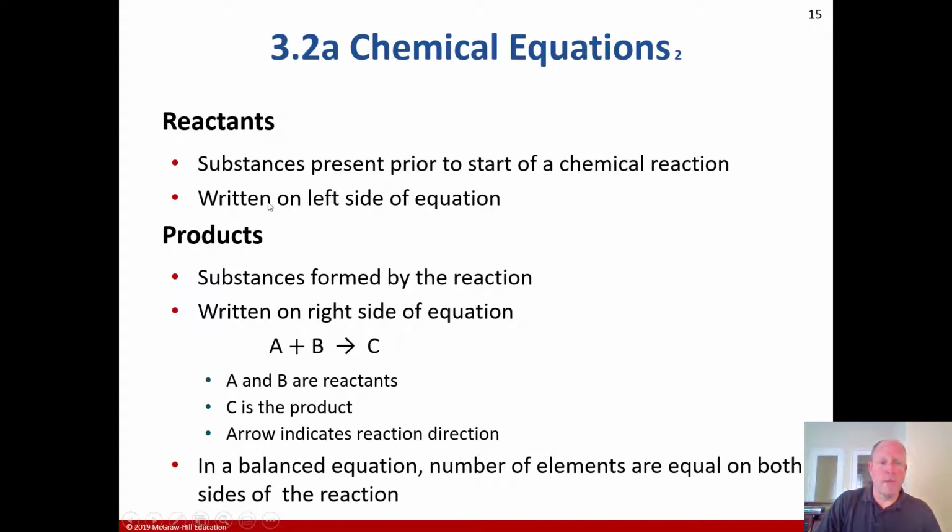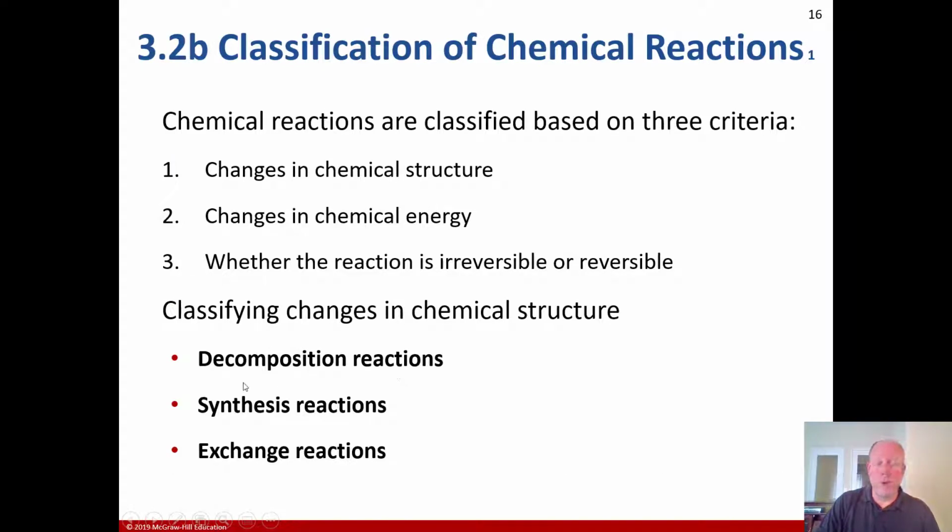So we have reactants, which are substances that are present prior to the start of the chemical reaction, written on the left side, and products, substances formed by the reaction, written on the right side of the equation over here. In a balanced equation, the number of elements are equal on both sides of the reaction. Chemical reactions are classified based on three criteria: changes in chemical structure, changes in chemical energy, and whether the reaction is irreversible or reversible.